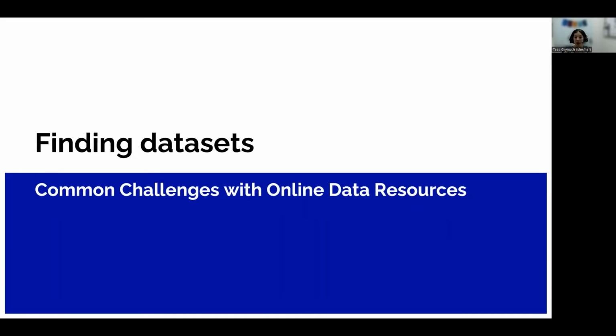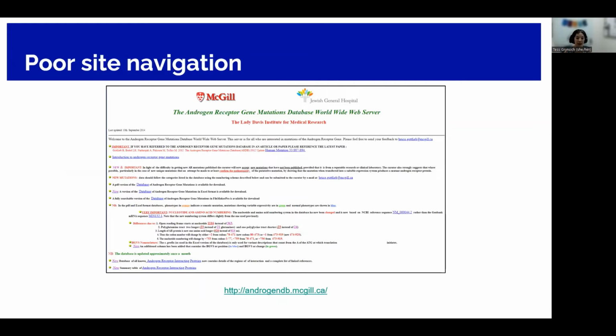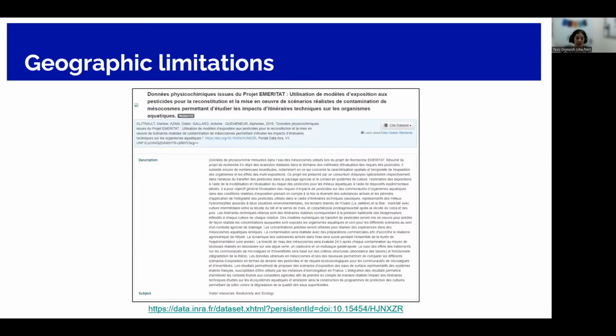So what are some of the common challenges you will encounter with online data resources? So one of the first ones is poor site navigation. There will also be geographic limitations. So for example, this data was created in and for France. And this brings up a good point too, that if you are searching for data from other countries or want data from a specific country, I recommend translating any search terms that you're using to that country's native language.